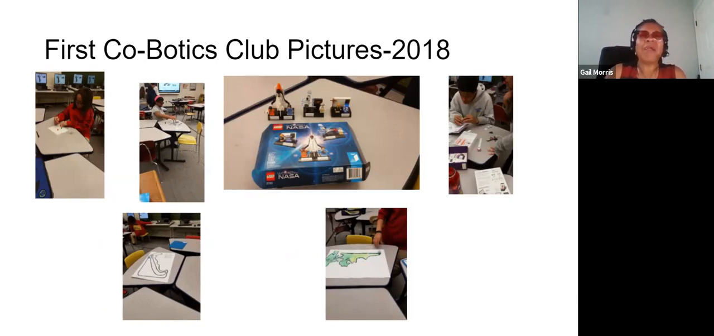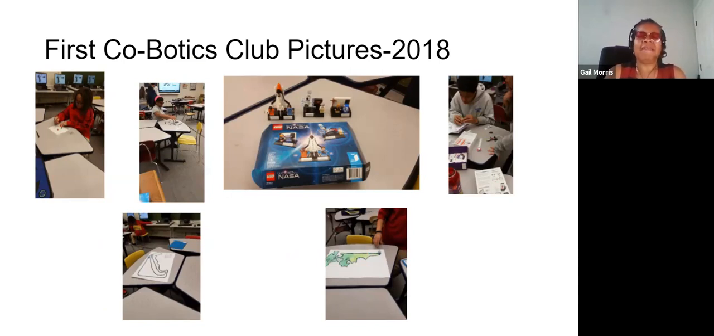And I just kind of went around and asked different teachers who they thought might be interested. You also had to be able to provide your own transportation because there was no after school transportation. So that's always a limitation for some students as well.